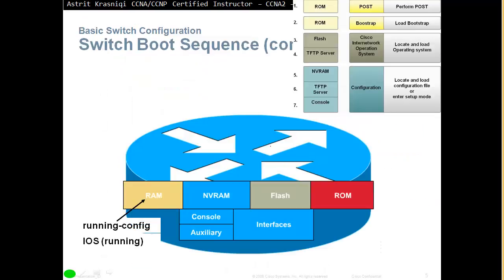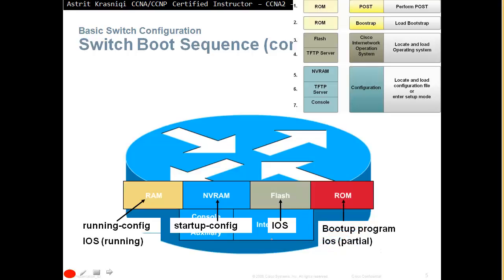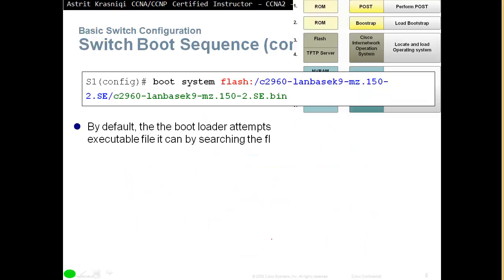So in RAM, we have a running configuration and running IOS. In NVRAM, we have a startup configuration file. In Flash, we have IOS as well as the VLAN database, for example. And in ROM, here we have a bootstrap program or we have a partial IOS.